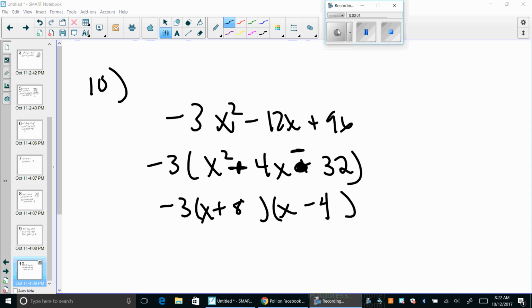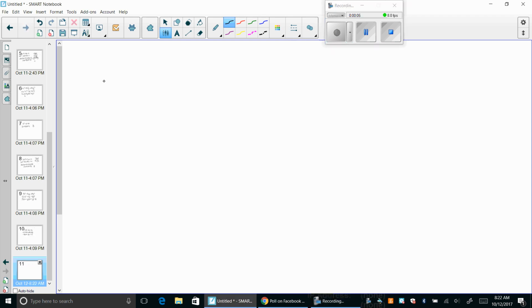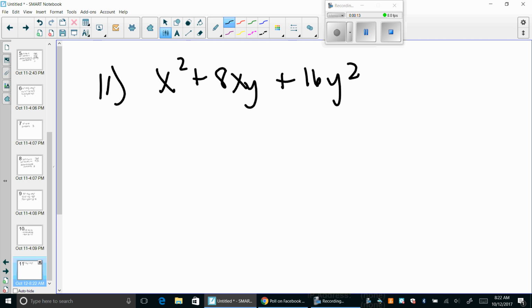Pick up with problem number 11. Problem number 11, the directions say to factor the polynomial. And the problem is x squared plus 8xy plus 16y squared. This is a perfect square trinomial. x squared is a square, 16y squared is a square. You can also look at what two numbers multiply to give me 16 and add up to 8. Either way, it's going to turn out the same way.